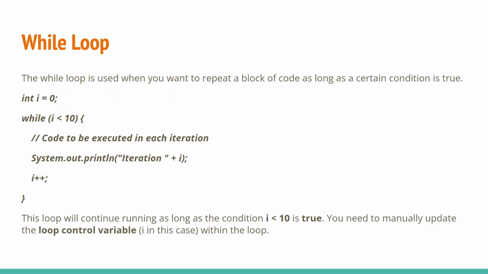So first is the while loop. This while loop is used when you want to repeat a block of code as long as a certain condition is true. In this example, we have an integer i, and we have initialized it to 0.